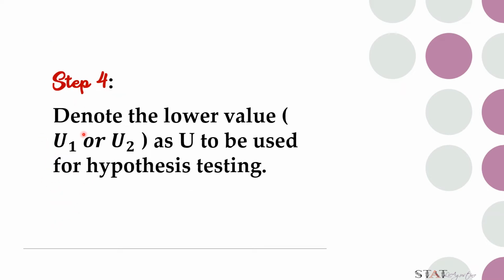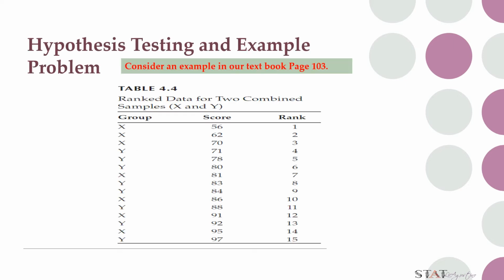So step 4, denote the lower value, which can be U1 or U2, as U to be used for hypothesis testing. Later, you'll better understand it given an example. So we'll have this hypothesis testing and example problem, and it is found in our textbook on page 103.